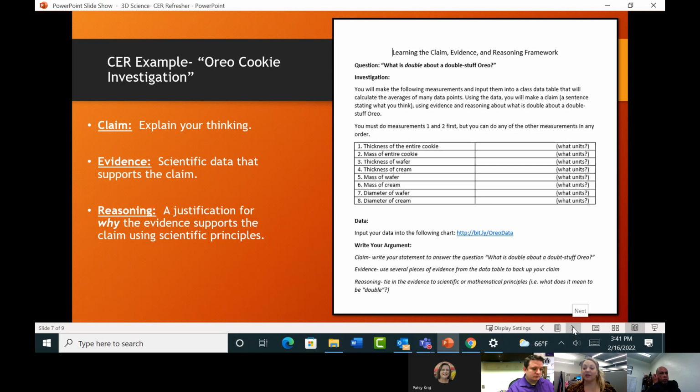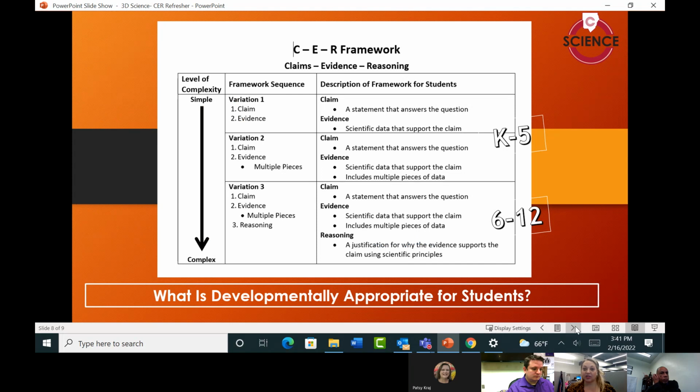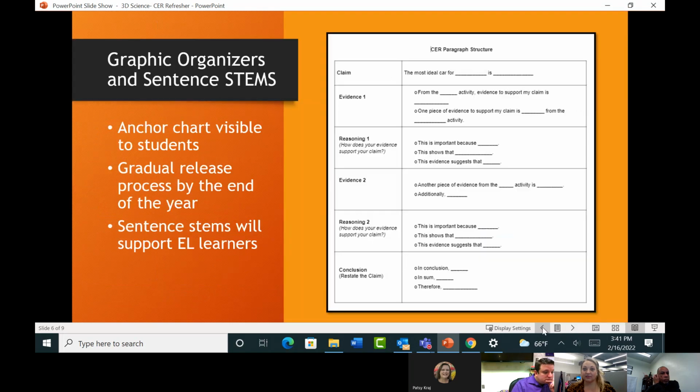So something that we have, actually, where are my sentence stems? There they are. We do have CER paragraph sentence stems that your students can use. Say you might have a co-taught inclusion class, or students that need an anchor chart to kind of get them started. This is the perfect paragraph graphic organizer for them to use. This is also really good to support your EL learners as well.